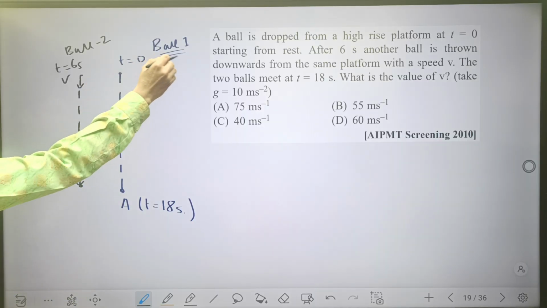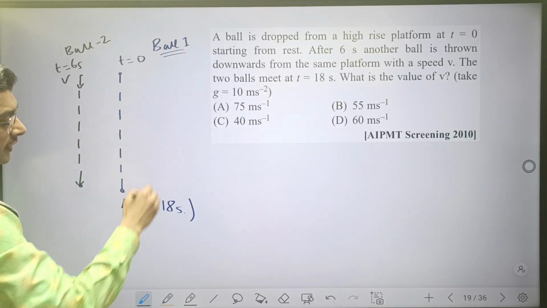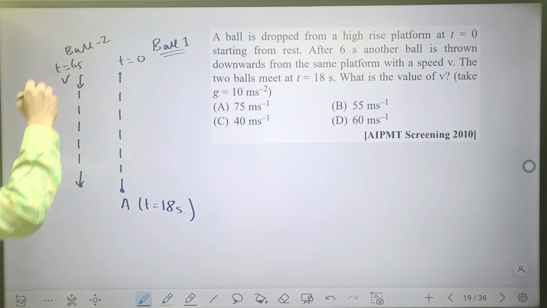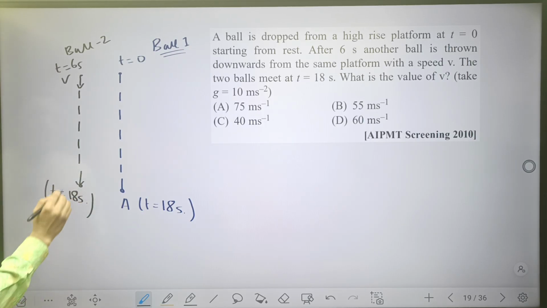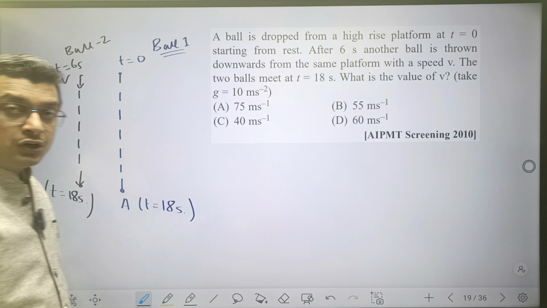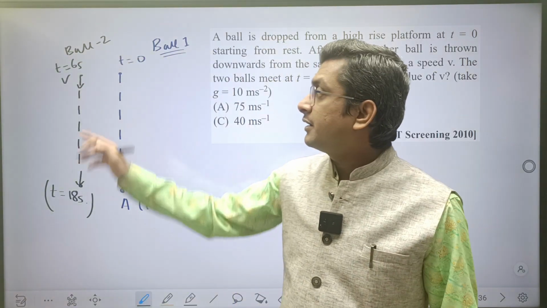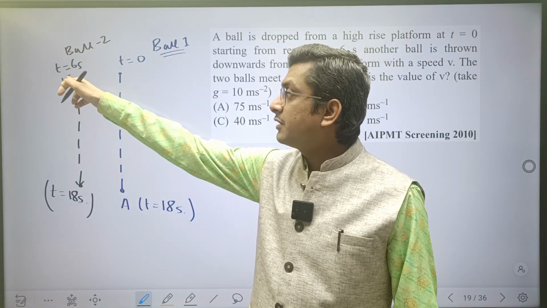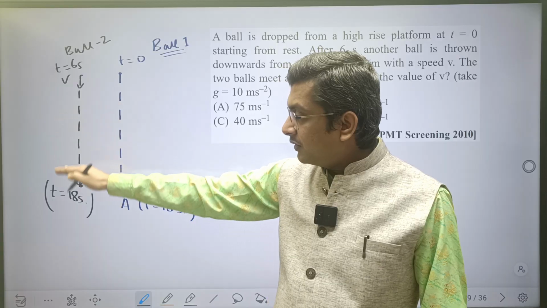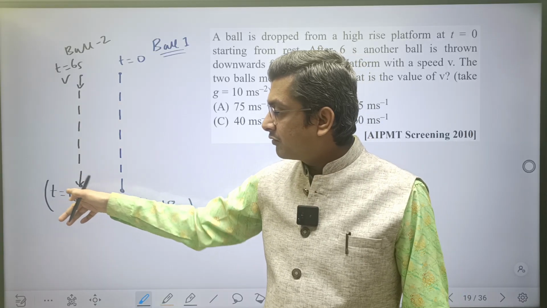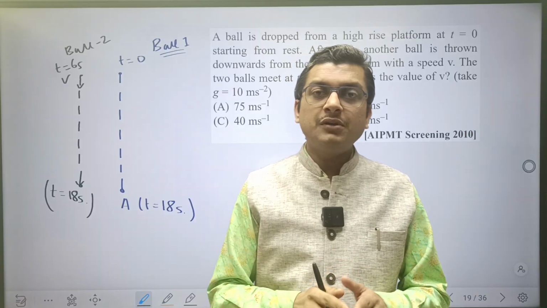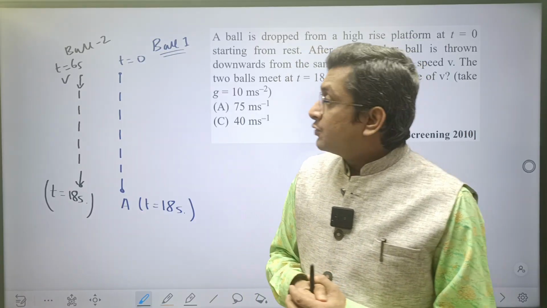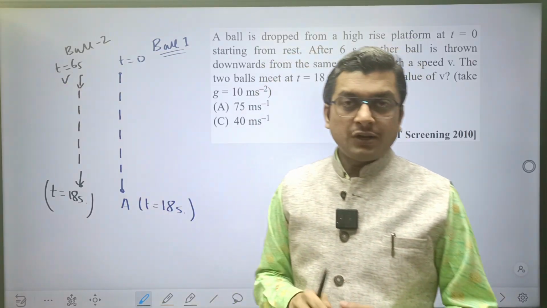Actually, the time of journey for ball 1 is 18 seconds, but the time of journey for ball 2 is 18 minus 6, that is 12 seconds, because it has started its journey from time t equal to 6 seconds and it reaches the position A at time t equal to 18 seconds. So from 6 seconds to 18 seconds, its journey time is 12 seconds. So we have to time its velocity. So are you getting now?